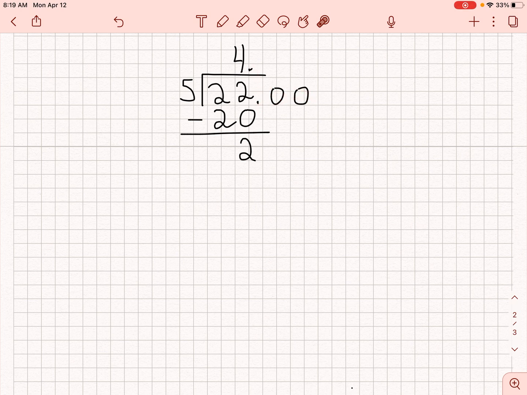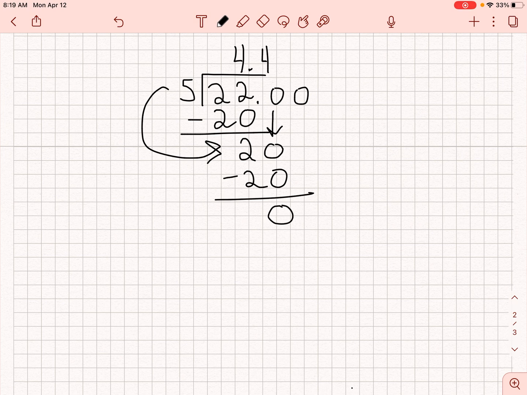Okay. Now I'm going to bring down a 0 now that I have something to bring down. And I'm ready to make groups. How many groups of 5 can I make with 20? I can make 4 groups. 5 times 4 is 20. Of course, if I subtract, there's nothing left over, which means I'm done. And my answer is 4/10.